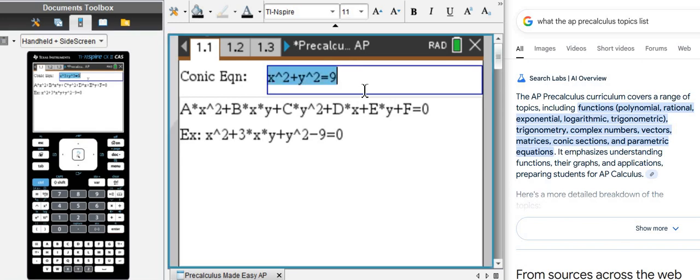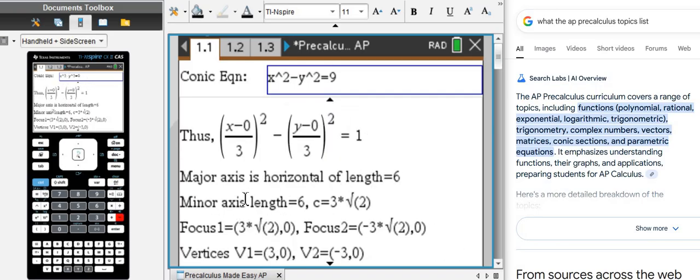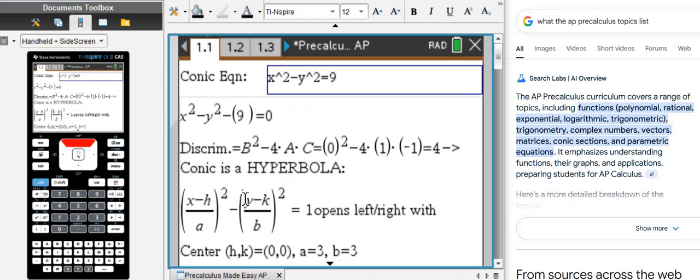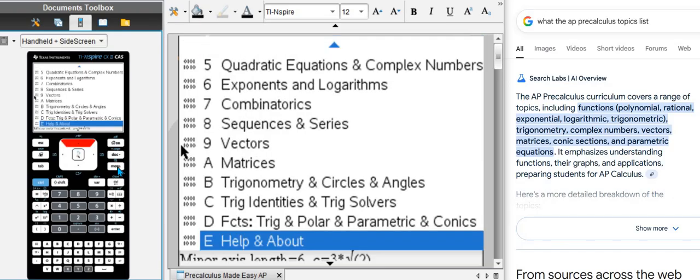Conic section: you enter this, that's obviously a circle. So it tells you it's a circle centered at 0 with a radius of 3. It gives you a circumference and area as well. If you change it to minus, those of you that are good at this realize, oh, that's actually a hyperbola. So it finds a hyperbola, the center, and the major and minor axes. So this is all pretty cool stuff.